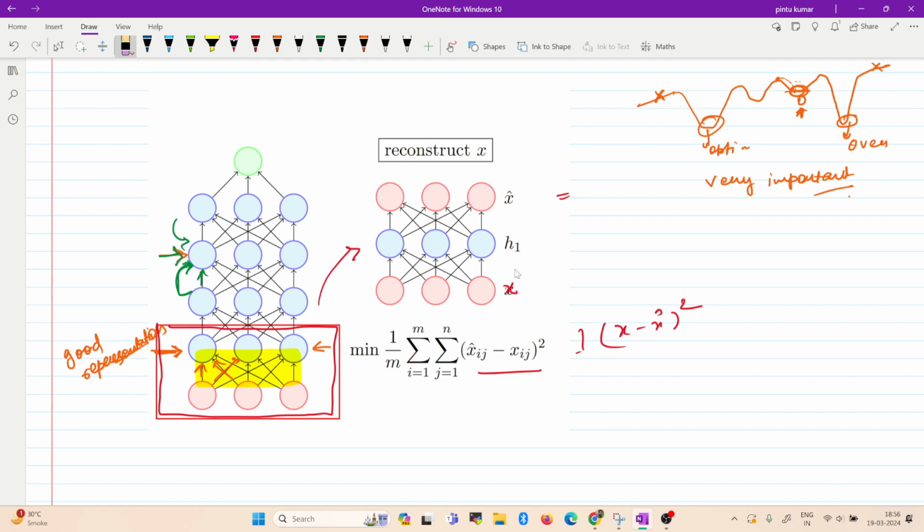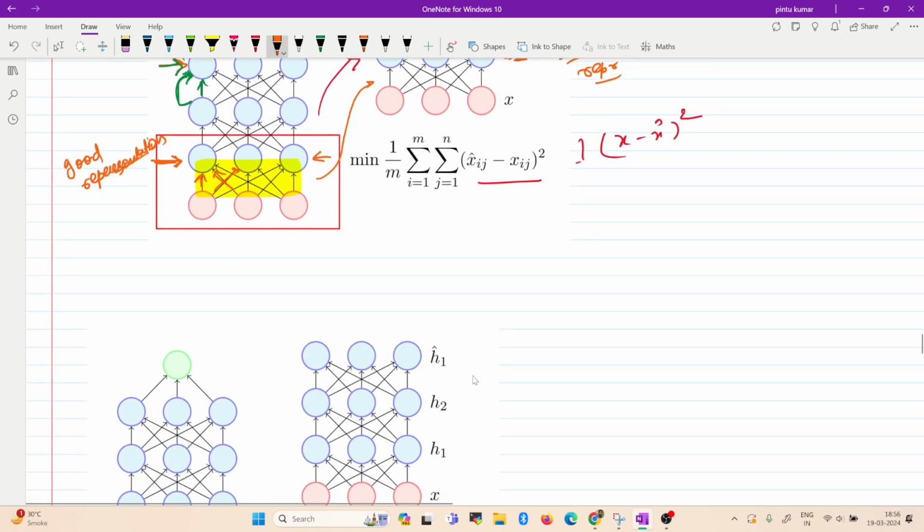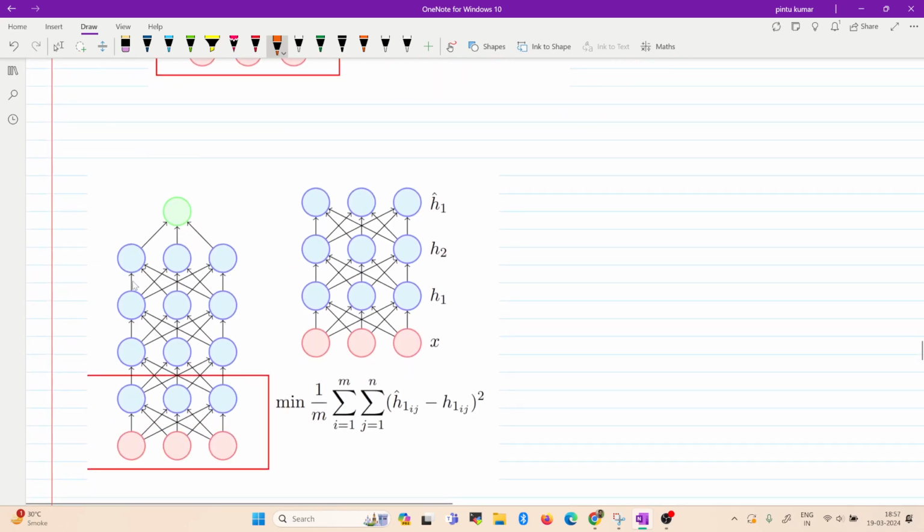What we are trying to do is find these weights such that this H1 representation is a good representation. Why am I saying that it is a good representation? Because you are able to reconstruct your X from your H1. That's why this is a good representation. After you have constructed your H1, you take the next block, so you have obtained your H1 and these weights.